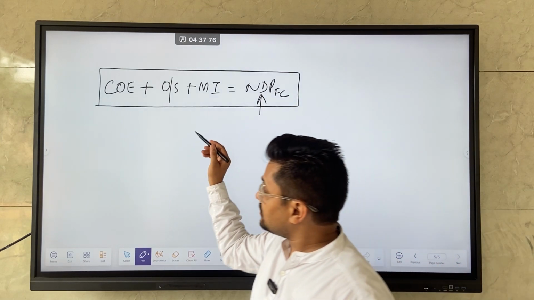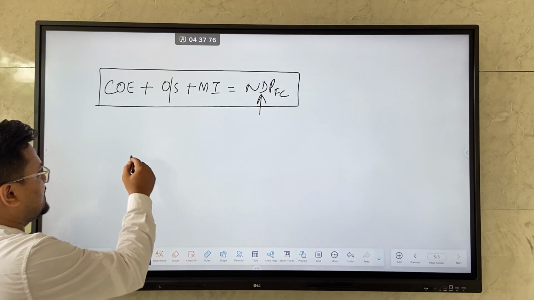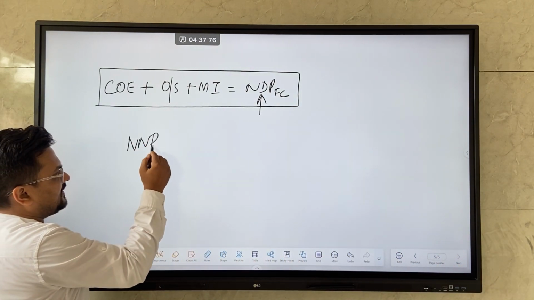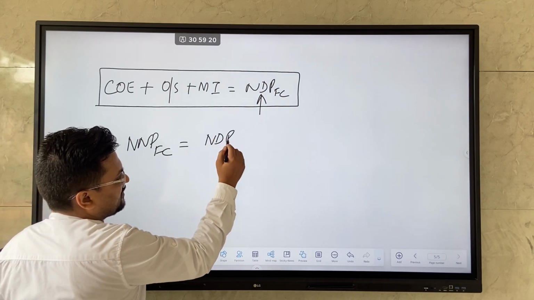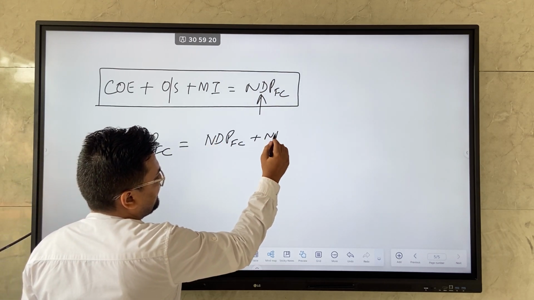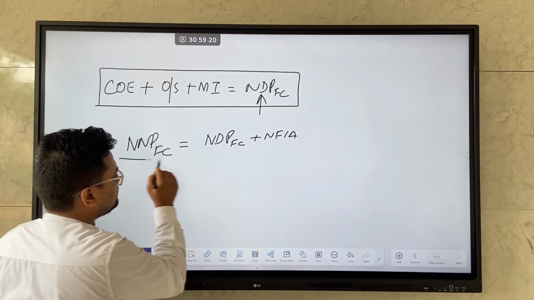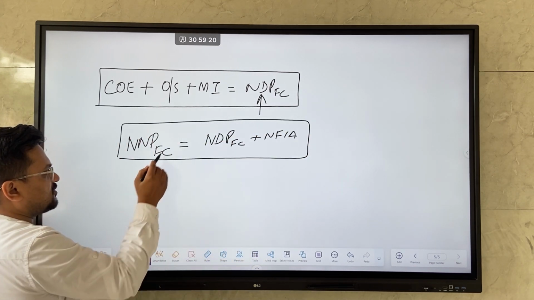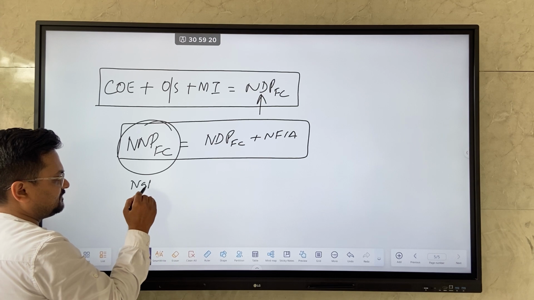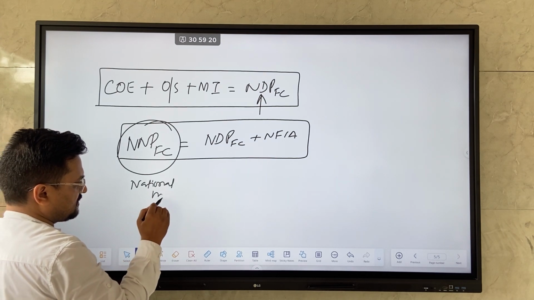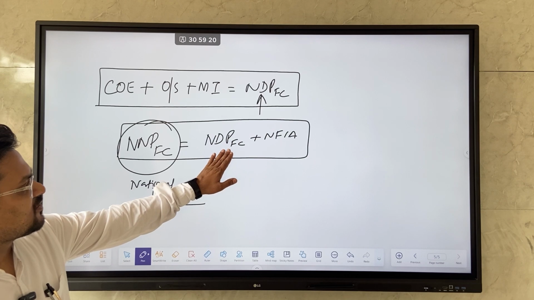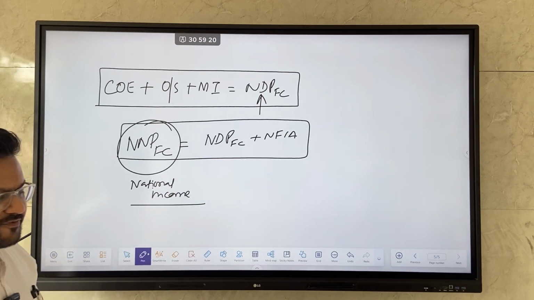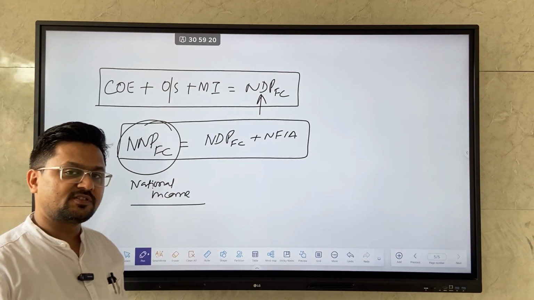Now to get national income, NNP at factor cost is equal to NDP at factor cost plus NFIA. So we have this as national income. National income is NDP at factor cost plus NFIA. Is it fine? You need to practice a few sums on this.